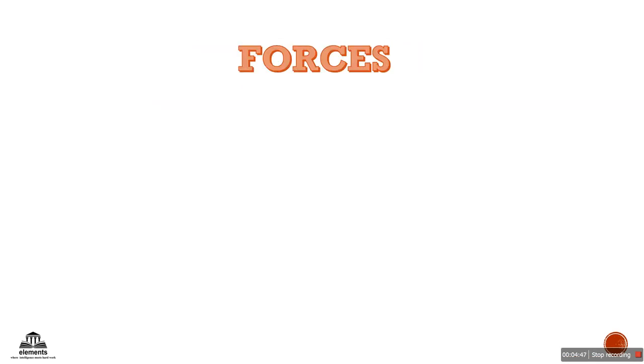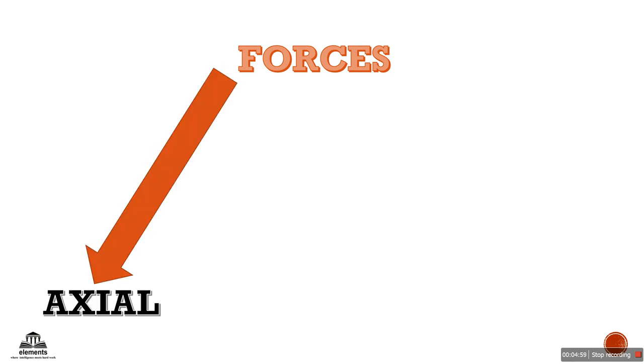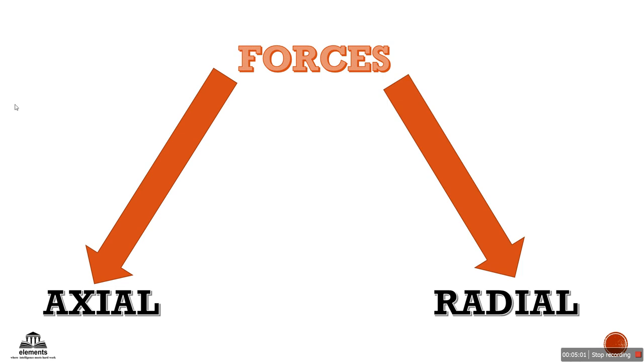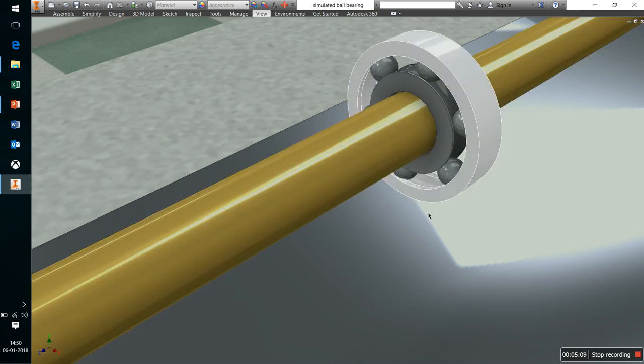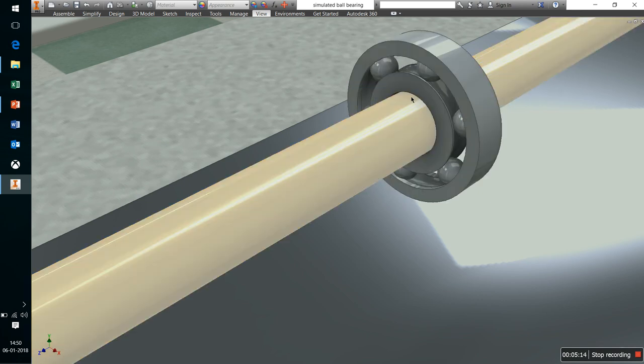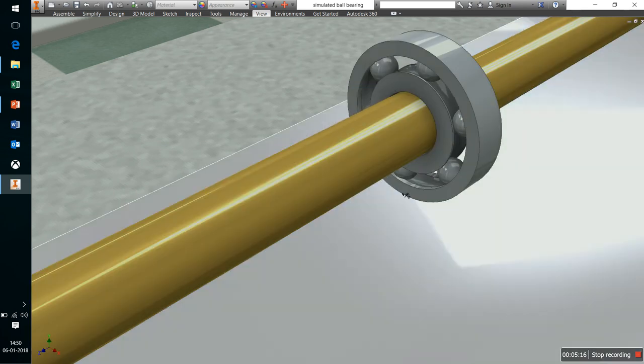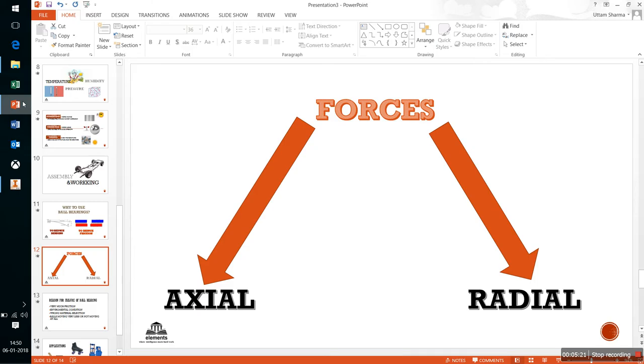Now I will be talking about the forces that act on the ball bearing when the shaft moves, and in the other case when it rests over the ball bearing. There are two types of forces: the axial force and the radial force. The axial force is the force in the axial direction, that is, the direction of the shaft, and the radial direction is the direction towards the ball, moving radially outwards. So there are two types of forces we have discussed.